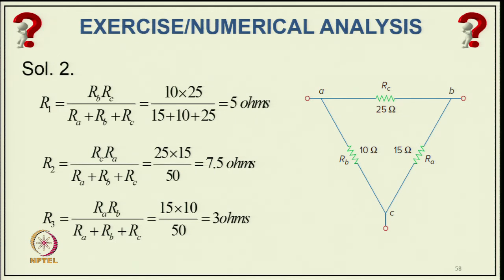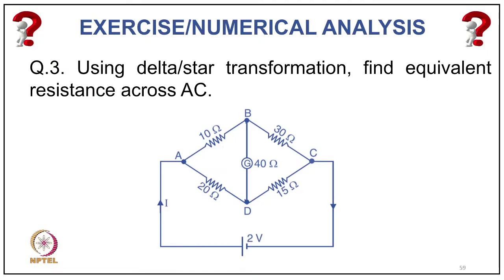So, that is 15 into 10 divided by 50, that comes to 3 ohm. So, these resistances, you can see in case of a star, are much lower than what you have in the delta connection. Coming to question 3: using a delta-star transformation, find the equivalent resistance across AC.